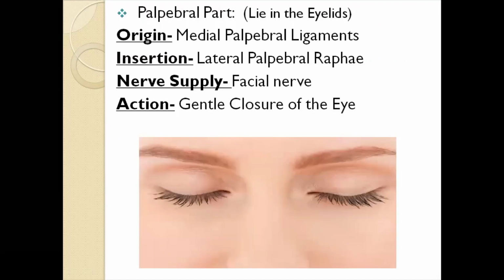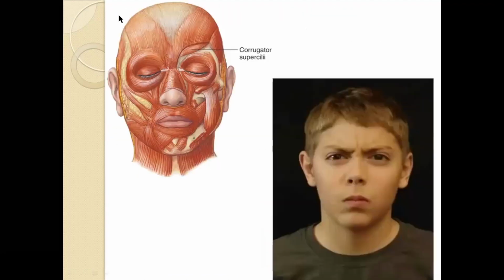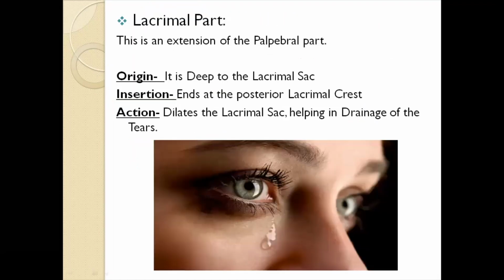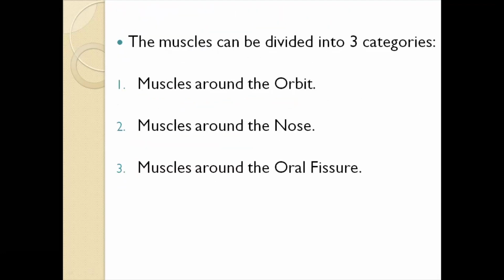So I'll explain it to you with the help of a diagram. The muscles are divided into three categories. Firstly, the muscles around the orbit. Secondly, the muscles around the nose. And last but not the least, the muscles around the oral cavity or the oral fascia. So in today's lecture, we'll be dealing with mainly two parts, that is muscles around the orbit and muscles around the nose. And in the coming consecutive lectures, we'll be dealing with the remaining part.